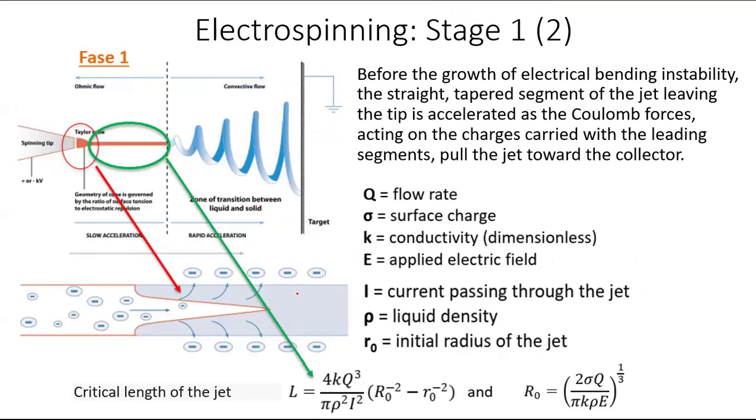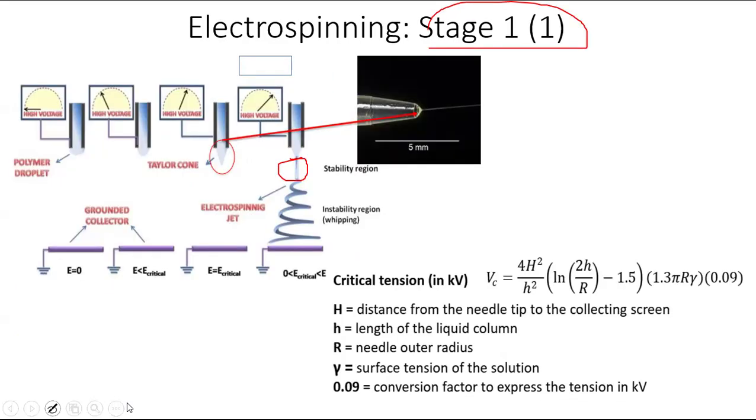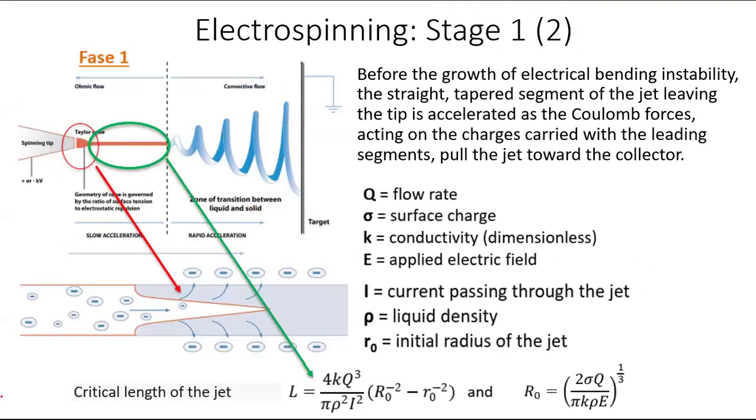And now, this is the jet initiation, and then the jet needs to grow like this. Before the growth of electrical bending instability, that is this part, the tip accelerates the jet towards the collector plate. This happens due to the acceleration. This acceleration is a very important parameter when deciding the nanofiber diameter. So this acceleration is controlled by these factors. What are they?